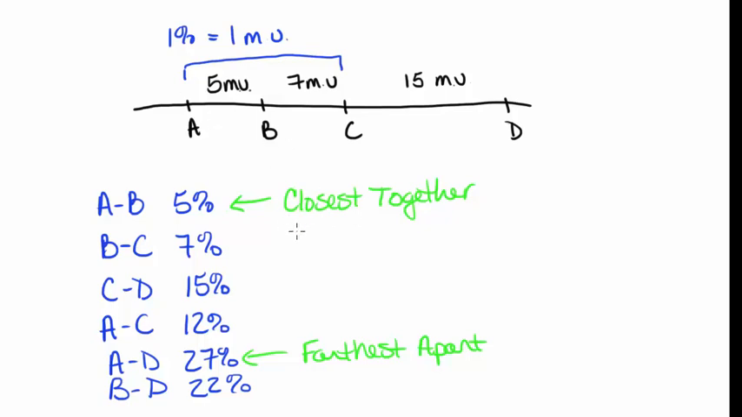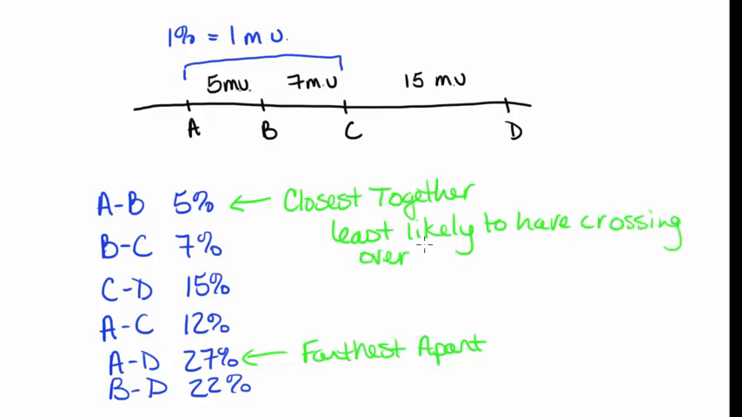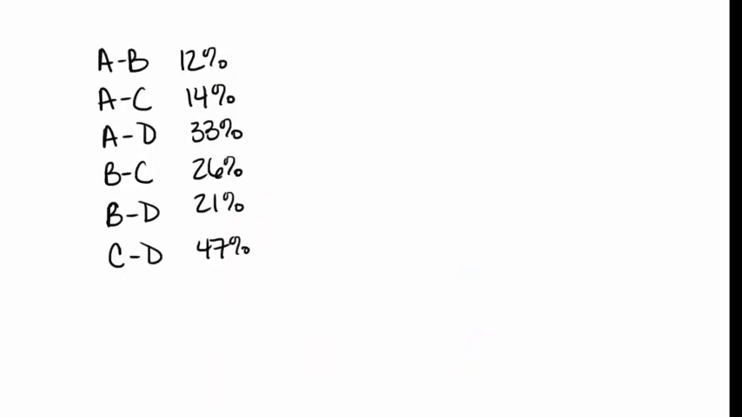Another way that we could look at this is that not only are they the closest together, but they are the least likely to have crossing over between them. And the ones that are the farthest apart would be the most likely to have crossing over occur between them. So we could take a map like this and come up with the recombination frequencies. We should also be able to work in reverse, which is the way that these genetic maps are typically constructed. Here we're presented with a number of recombination frequencies.